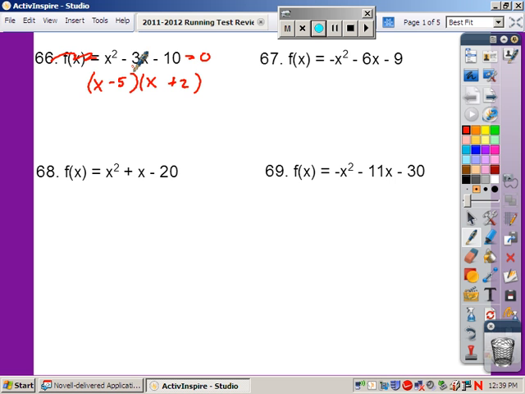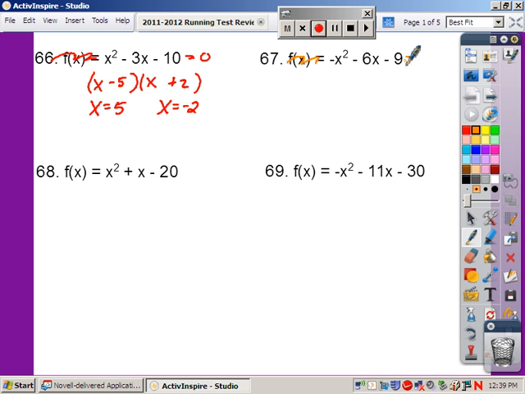And then really your answers are to say, what would it take to make this equal 0? When it's just a regular number like this, it's usually pretty easy. It's the opposite sign of what's in there. So the answer to this is x equals 5. This one is x equals negative 2.